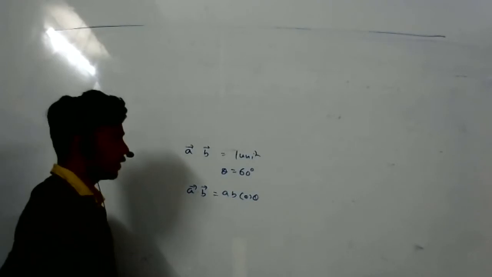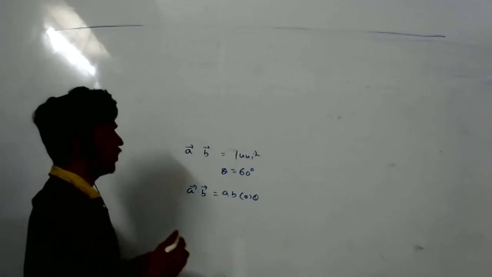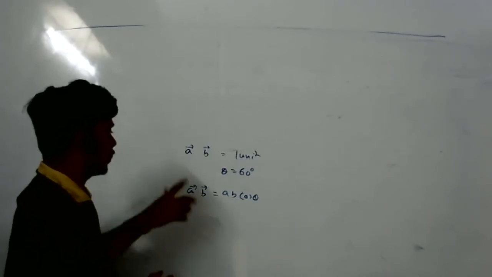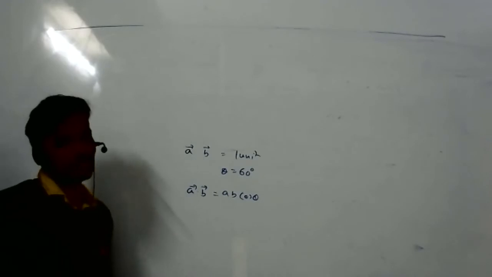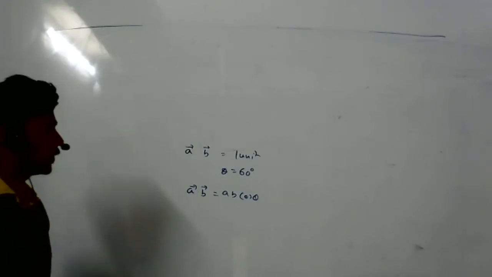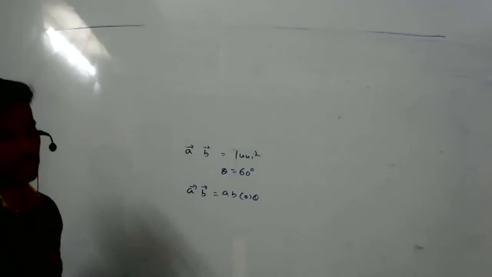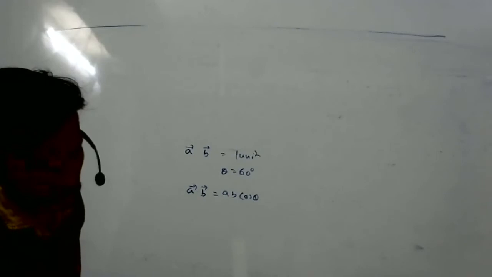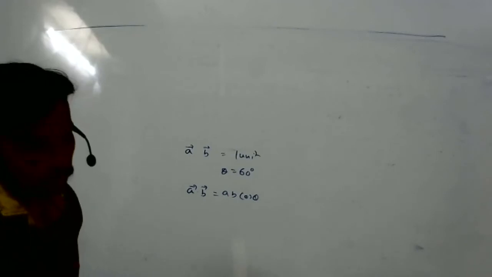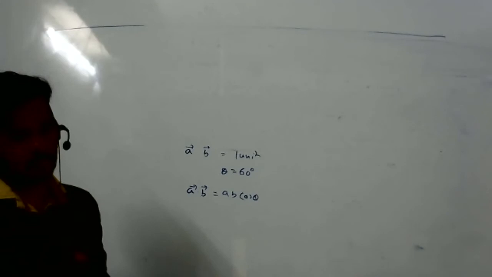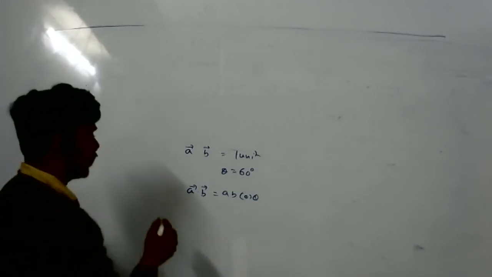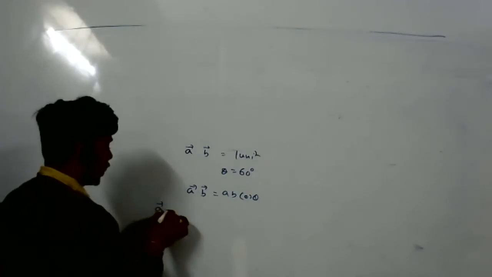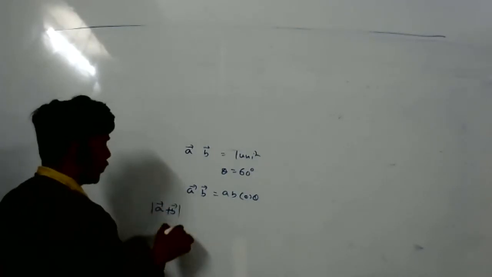Sir, but this does not fall under the dot product portion. Okay, which question number is this? It's question number 39. See once, read the question again. If A vector and B vector are two unit vectors inclined at an angle of 60 degree to each other, then mod A plus B is greater than 1, mod A plus B is less than 1.